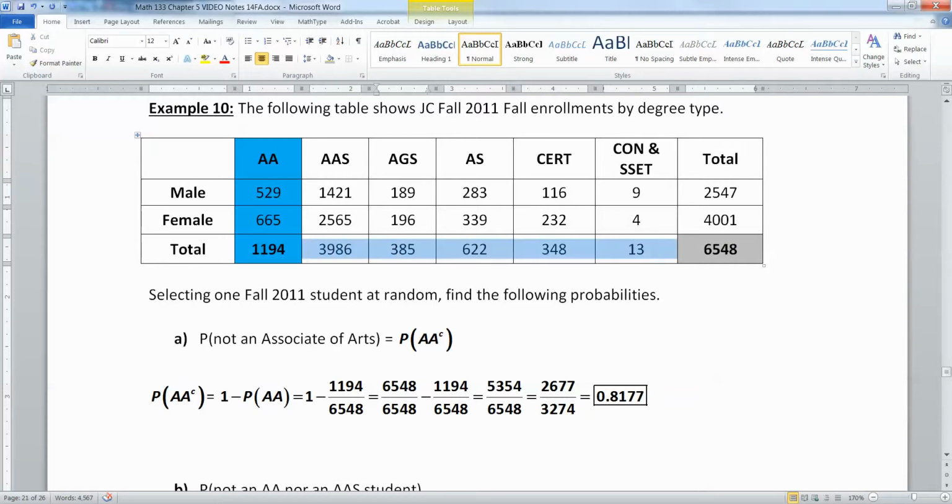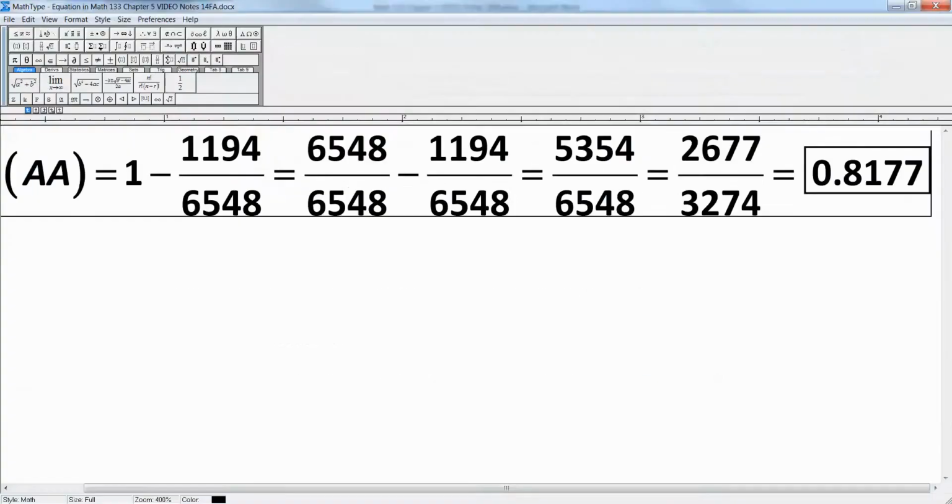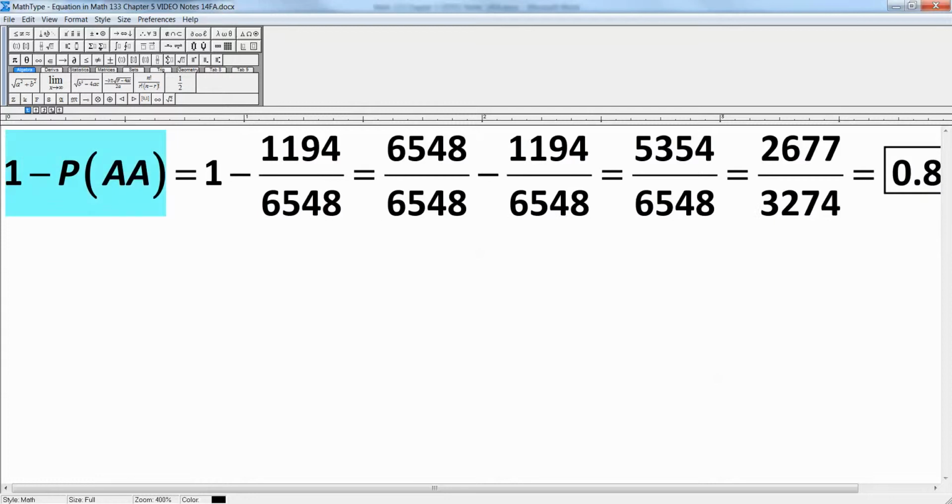Well, if you want all the rest of these, you could add them all up, or you could just take 1194 away from 6548. And that's what we did here. So I say, look, I want 1 minus the probability of AA. That's 1 minus 1194, that blue column, over 6548. And we just saw you take the denominator, make that number 1 right there turn into 6548 over 6548. You subtract away 1194. That gives you 5354 divided by 6548.